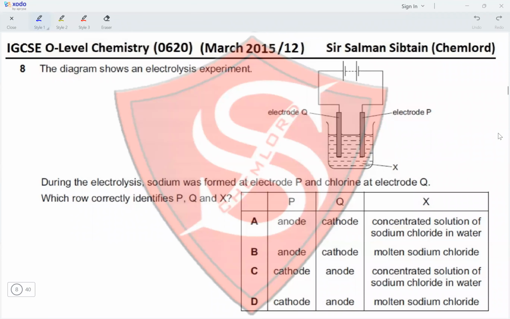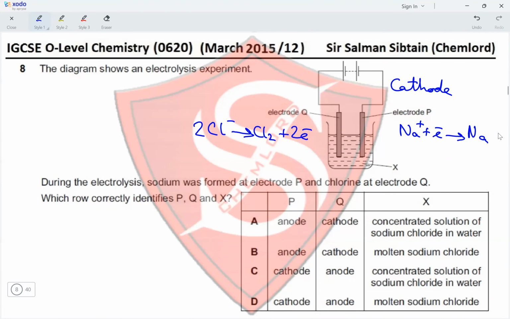Question 8. The diagram shows an electrolysis experiment. During the electrolysis, sodium was formed at electrode P. Sodium is formed when Na positive ion accepts an electron to form Na. That means this is the cathode, because cathode is where reduction takes place. And chlorine at electrode Q. Chlorine is formed when 2 moles of chloride ions are converted into chlorine gas by giving off 2 moles of electrons. Since electrons are lost, this is the anode.